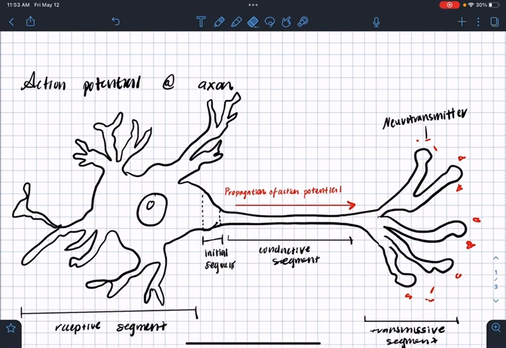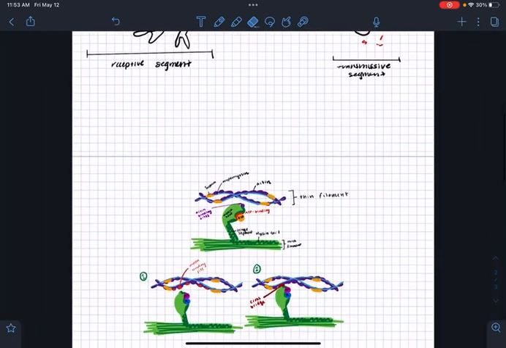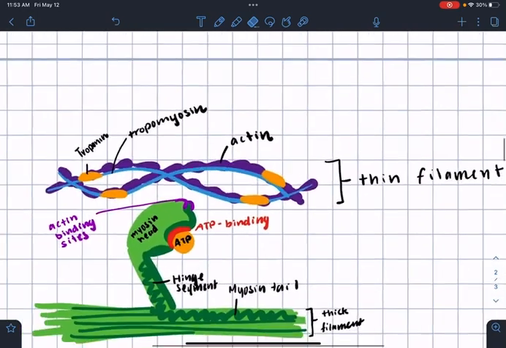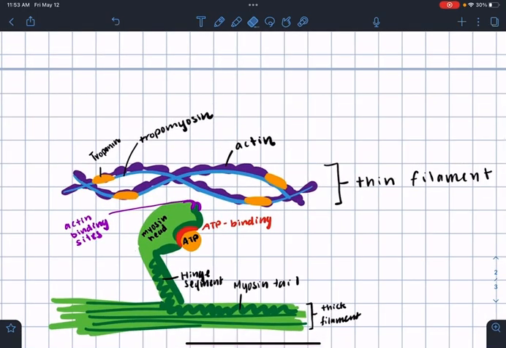And now I'm going to be moving on to the cross bridge cycle in the skeletal muscle. So in skeletal muscles, you have alpha motor neurons, and these neurons send signals to the muscles in order for them to move.